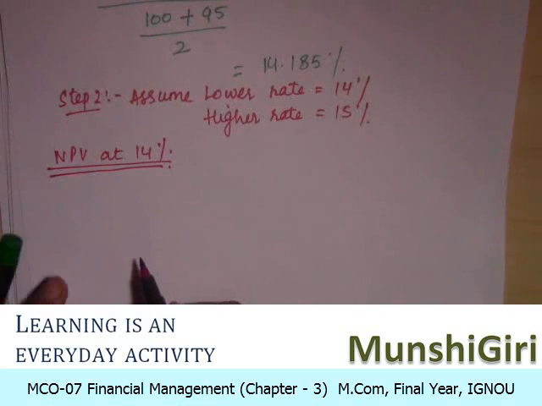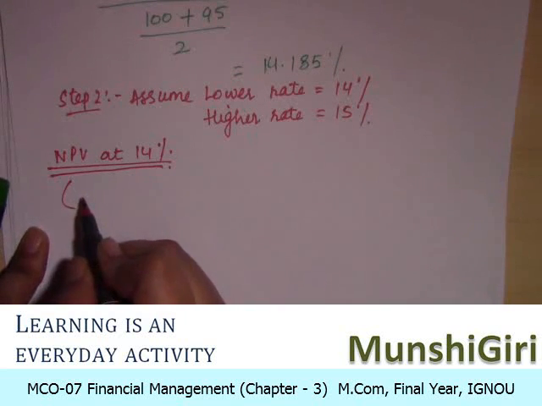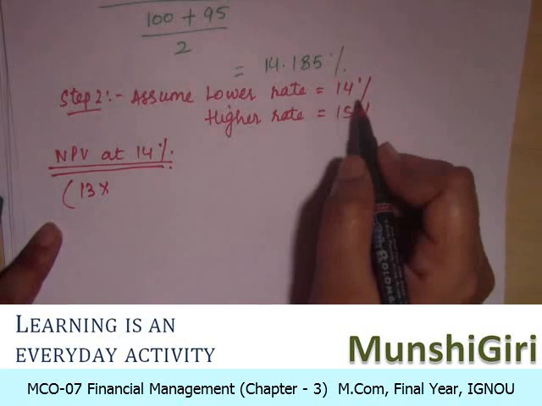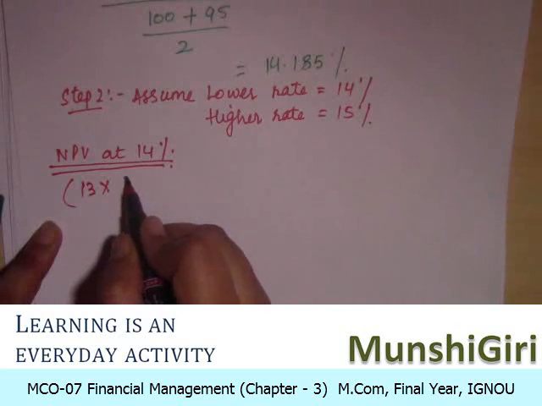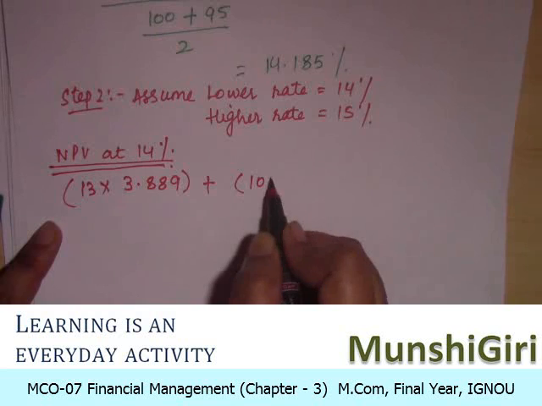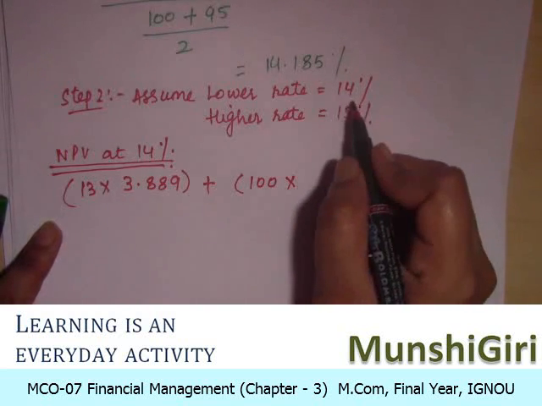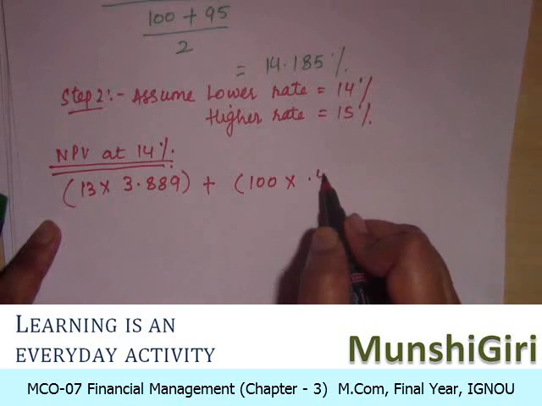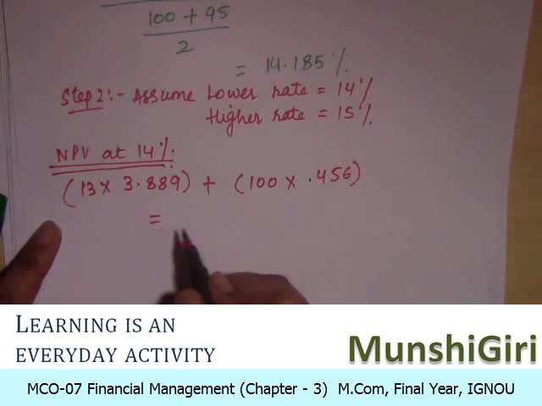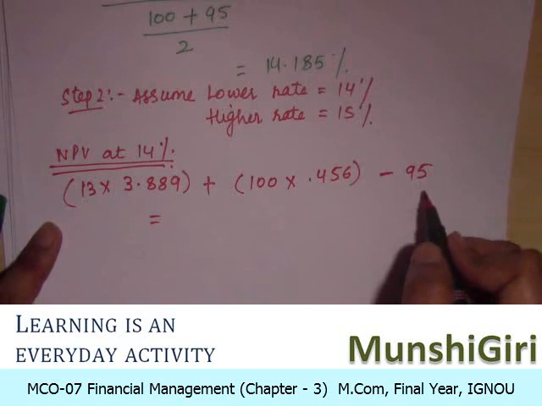We've written down a formula. So we can calculate this as annual interest 13 into sum of PVF at 14% for 6 years, which comes out to be 3.889, plus redeemable value 100 into the present value factor at the rate of 14% for the 6th year, that is 0.456, minus the current market price, that is 95.